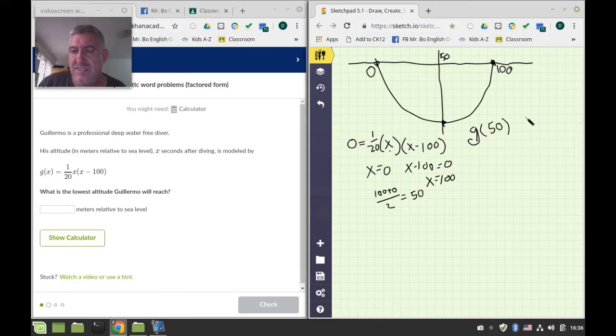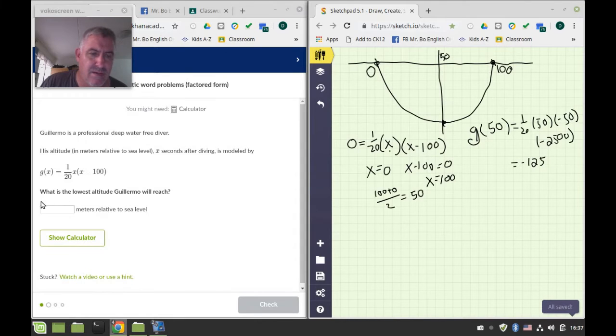What's the altitude at a time of 50? So that's 1 over 20 times 50 times negative 50. And 50 times negative 50 is negative 2,500. And 1 over 20 of that is equal to negative 125. Okay, so our lowest altitude is negative 125.